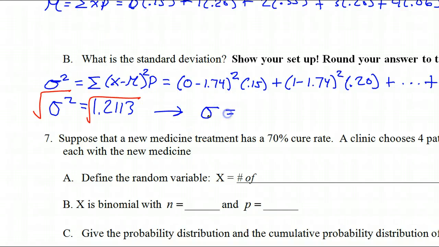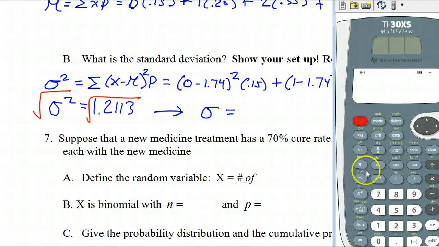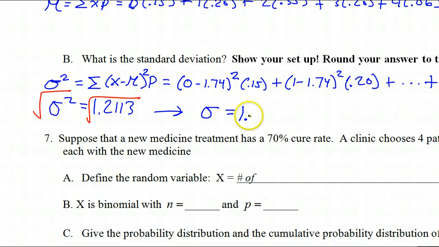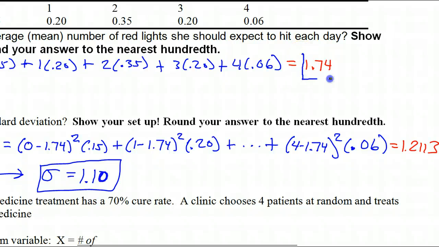So that tells me that the standard deviation is the square root of 1.2113. Okay, so that is 1.10. Okay, so there it is. That is my standard deviation. And of course, this was my mean. All right.